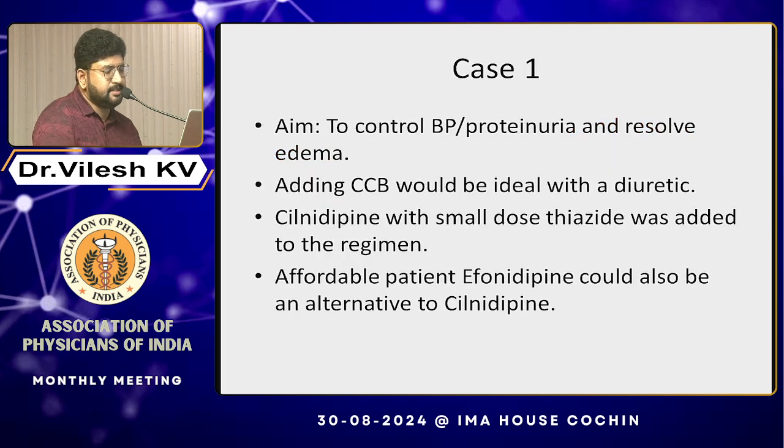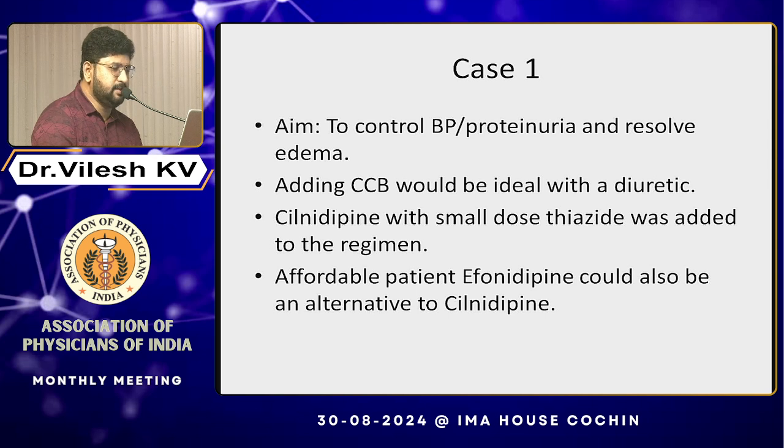So after these trials and the baseline mechanisms of action and the channels which we looked at, now we come back to our case, who was a diabetic hypertensive CKD patient with a creatinine of 1.6, and we said that he had a proteinuria of 524 milligrams, as well as edema of the feet. So the aim of treating such a patient would be to control blood pressure, to control proteinuria, and to resolve edema. So probably adding a calcium channel blocker with a diuretic would be ideal, in this situation on a full dose of ARB.